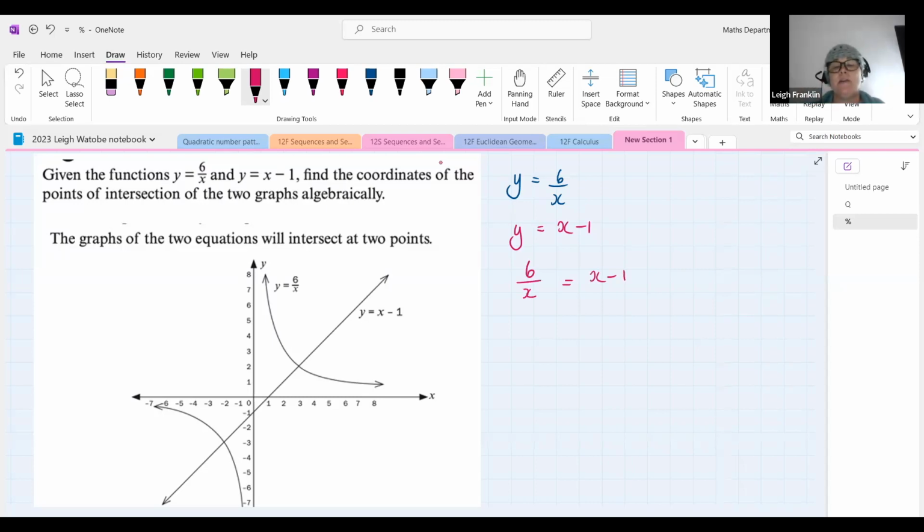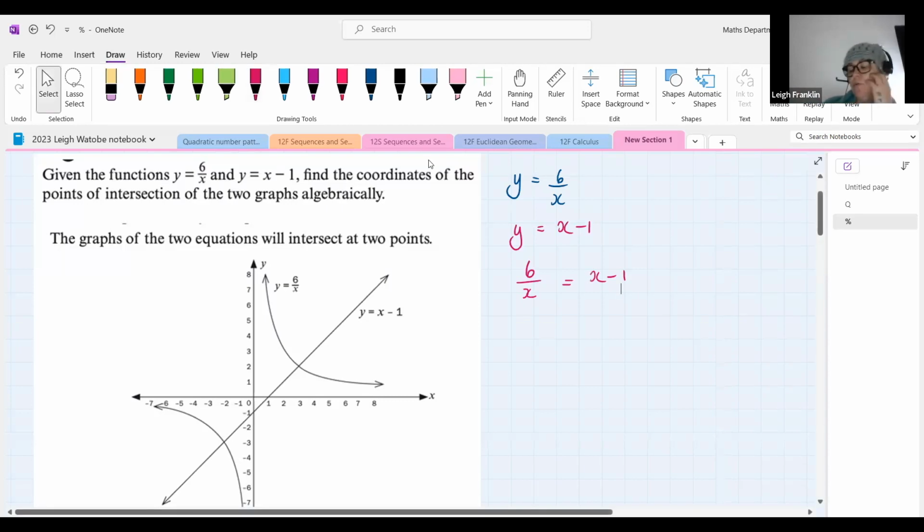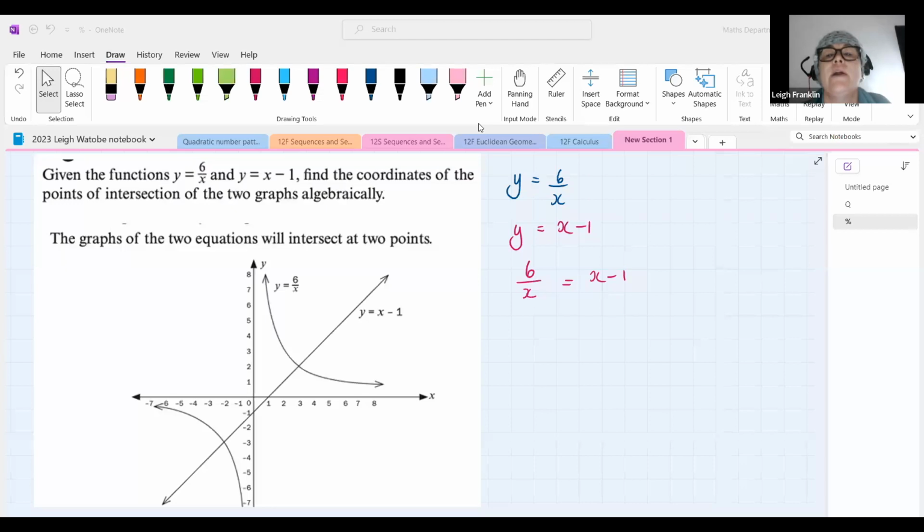What's the next best thing to do now? Grade 11s, what do you want to do next? After you've equated them, what are we going to do? Lovely. We want an LCD. What would our LCD be?